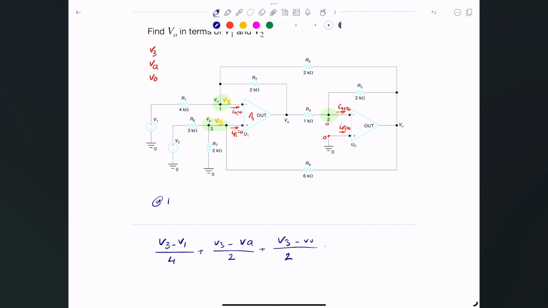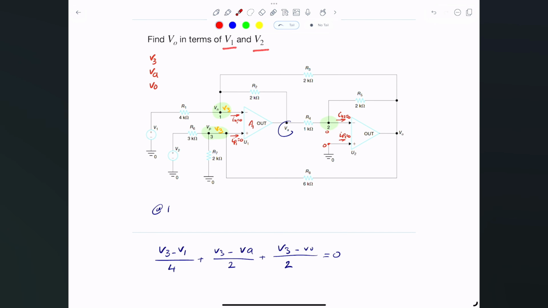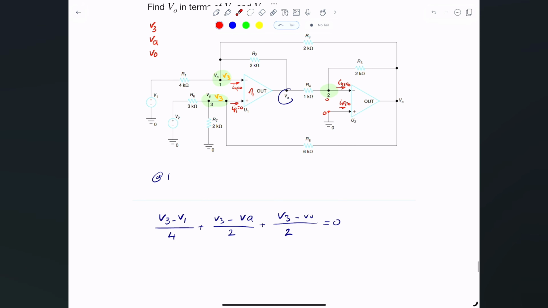So this equation now contains unknowns: V3, and I called it V1, where is the V1? V3 minus V1. Well, V1 is not an unknown. V1 is one of the inputs. So remember, what we're trying to do is keep V1 and V2. The final equation for V0 should include V1 and V2, so we're going to leave it as a known entity.